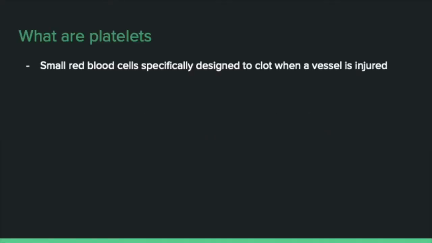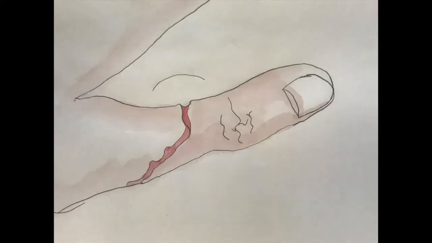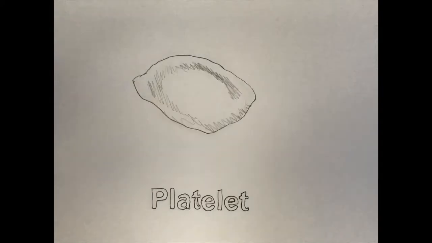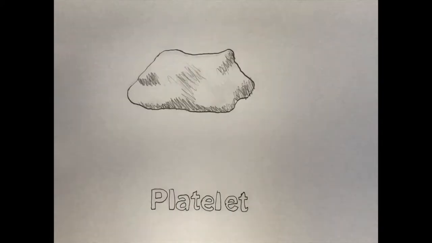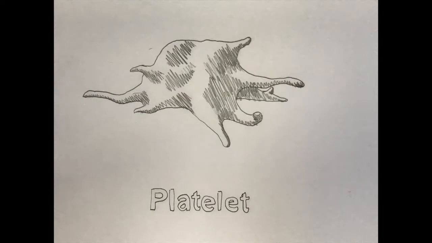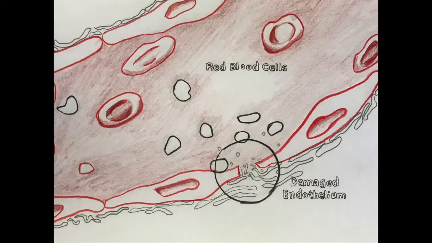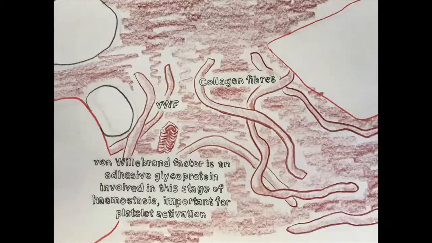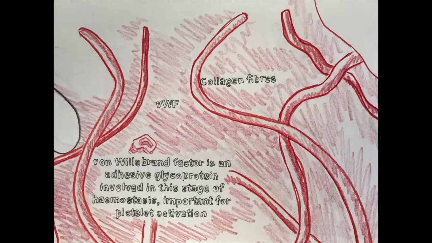The second stage of hemostasis is the formation of a platelet plug. Platelets are essentially small cell fragments specifically designed to clot blood when a vessel is damaged, and it involves three major stages. The first is platelet adhesion, the second platelet release reaction, and the third platelet aggregation. During platelet adhesion, the platelets gather around the site of the injury and begin to bond via VWF, which is Von Willebrand factor, and collagen.